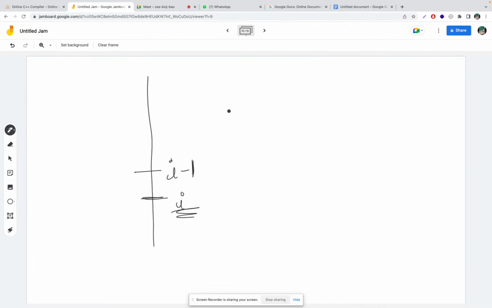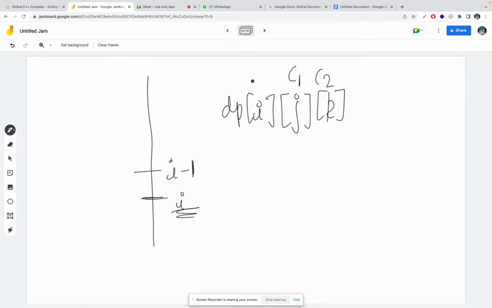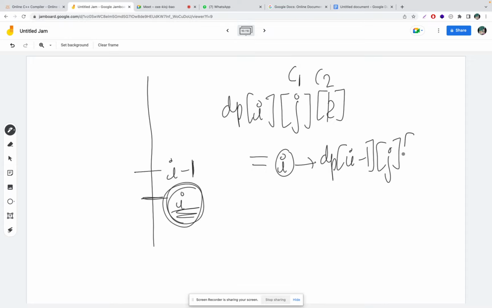Now, guys, I want you to tell me the answer of DP of I, let's call it J, and let's call this K. This is for the C1 bag, this is for the C2 bag, and this is for the first I items. The first option is the easiest one: just ignore the ith item. So what will be the answer for DP of I minus 1? Same, J, K.